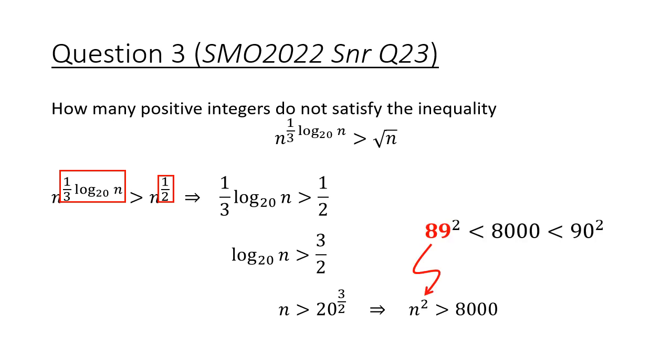So let's look at possibilities. If we consider 90 squared, that's 8,100, which satisfies, and we don't want satisfy, we want do not satisfy. If we look at 89 squared, it is 7,921. It does not satisfy, so that's what we want. So 89 and every positive integer before 89 would not satisfy this inequality. Hence, the final answer is 89.